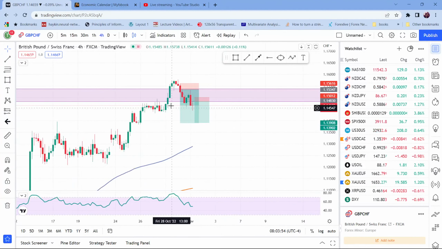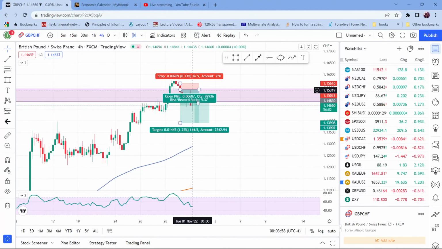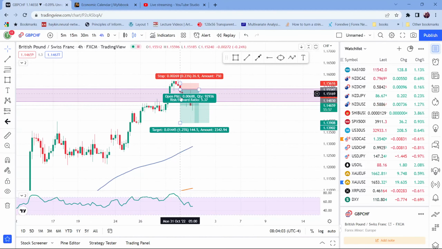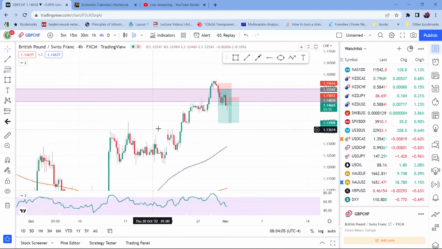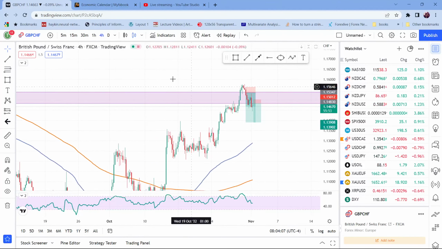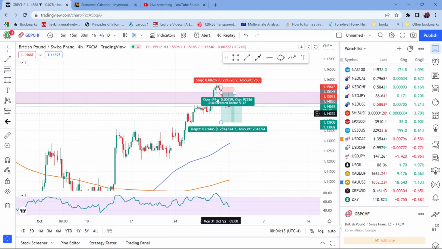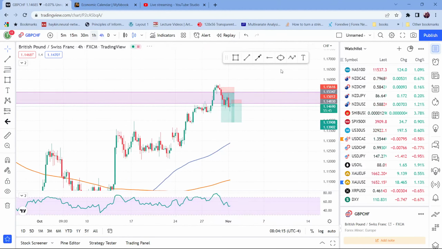Thus, at this point, I was looking for a pullback into this zone, which was right around here, and a continuation lower, right? So once price did come back into the zone, I expected it to start coming back down. And basically, what we'll get is a rejection on the daily level from this area of importance, right? So that is what I was looking out for, and that is what we saw happen.